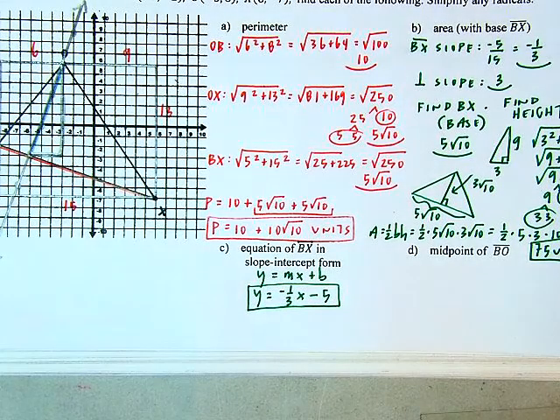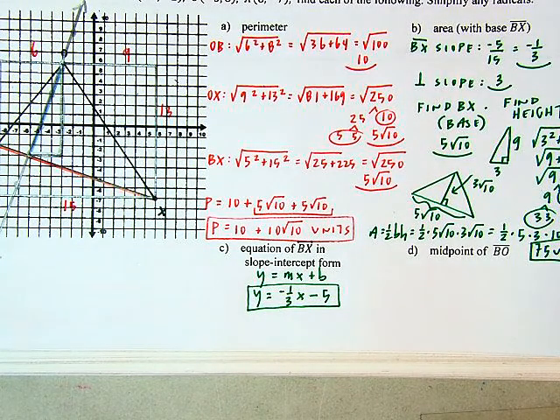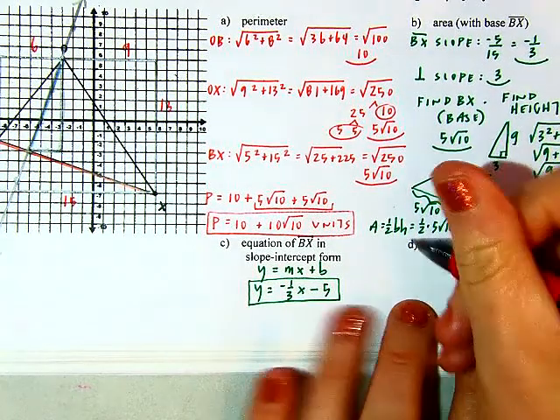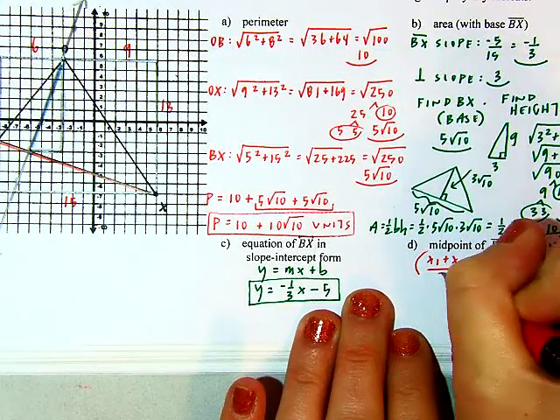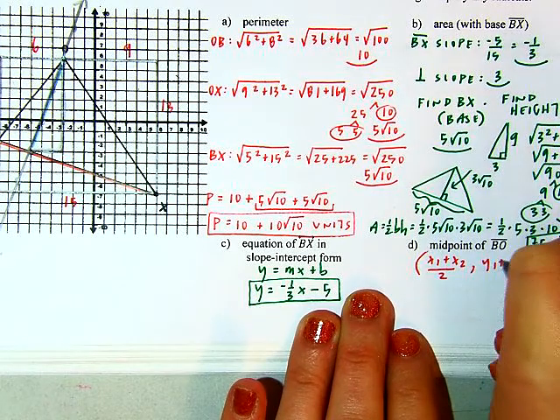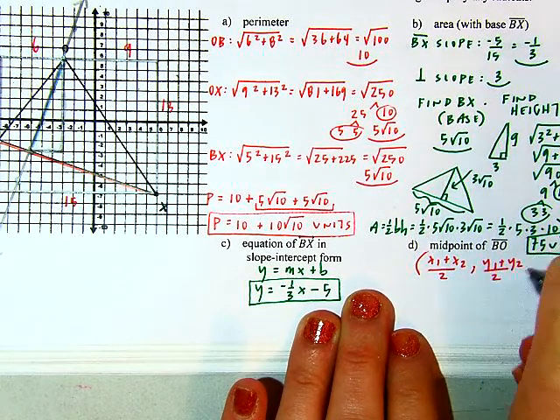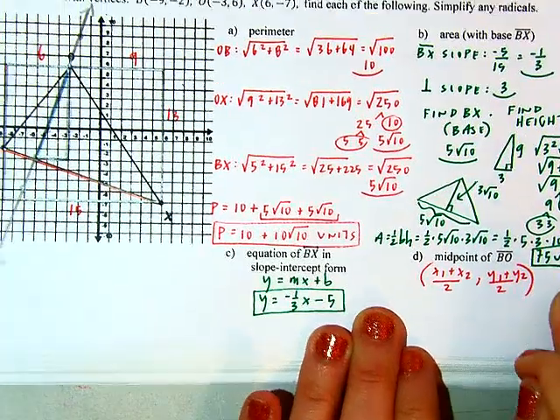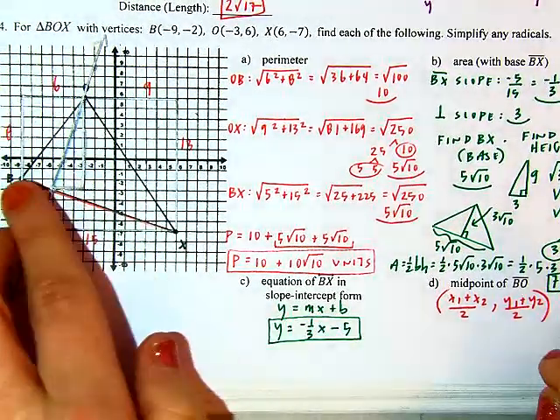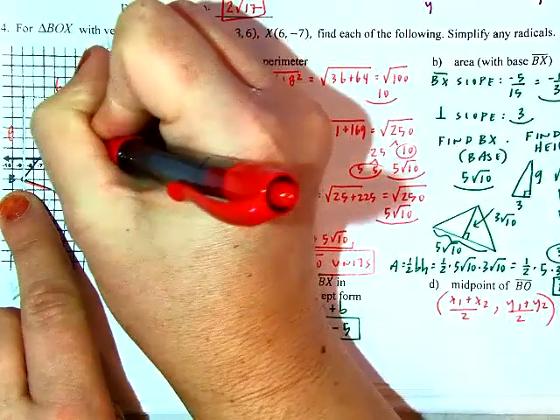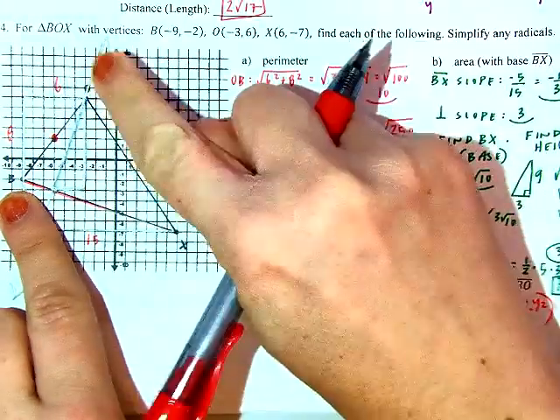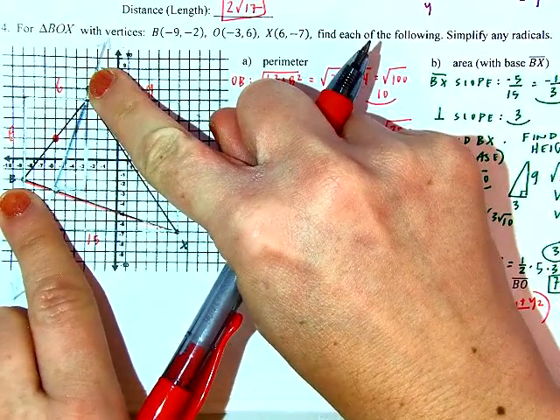Okay, midpoint of BO. So my midpoint, the middle point, average of x, average of y. So I add the x's, divide by 2. I add the y's and divide by 2. So if I'm looking at BO right here, right, I can visualize where I think it is. I can make a prediction that it's right here at negative 6, 2. That's what it looks like, that middle point. I just want to confirm it.